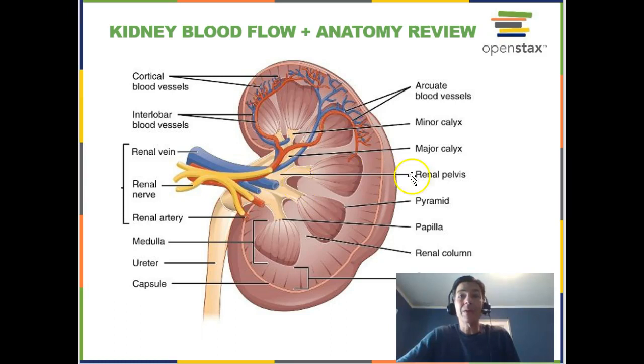Then in the middle is the renal pelvis, and this is where all of the processed urine drains. So for us, we want to know cortex versus medulla is going to be important, and then know that the urine ends up in the pelvis.